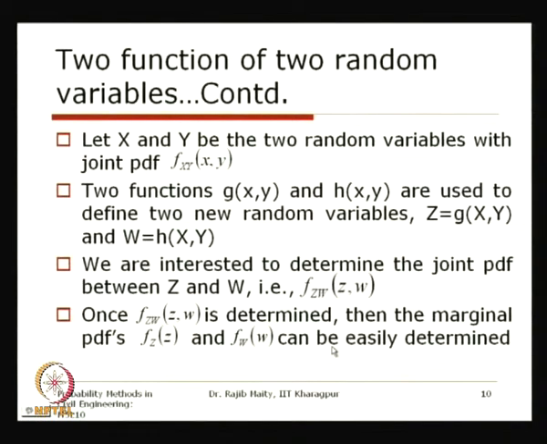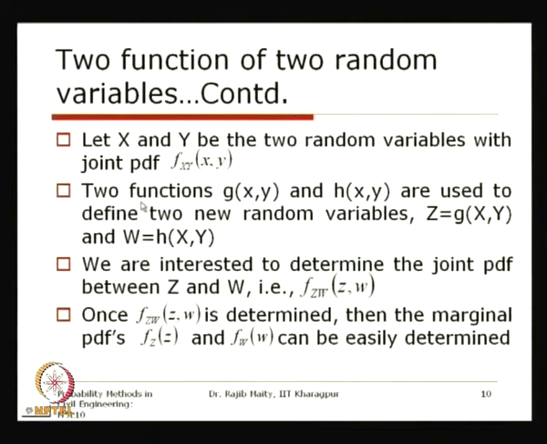Well, let X and Y be two random variables with the joint PDF f_XY(x,y). So, we have two random variables and their joint PDF is known to us. That means we know their marginal distributions and whatever properties, everything, if we know their joint distribution.